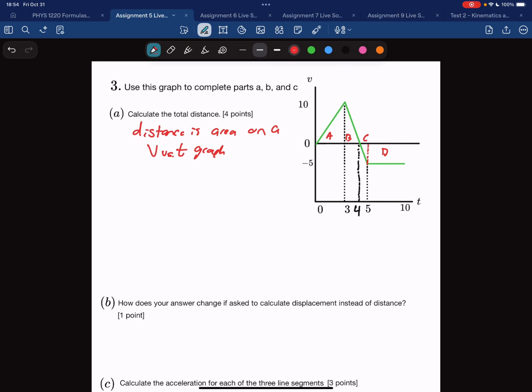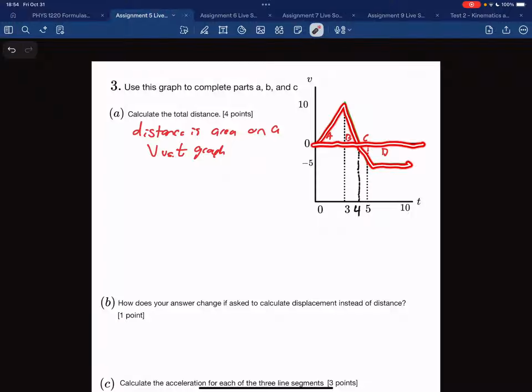So that's how I know I need my area. I know that distance, you get distance by calculating the area under the curve. Now, it's not always under the line. It's actually the area between the line of your graph and the 0 axis. So for A and B, you're going to find the area underneath. But for C and D, you're actually going to find the area above, this area here.